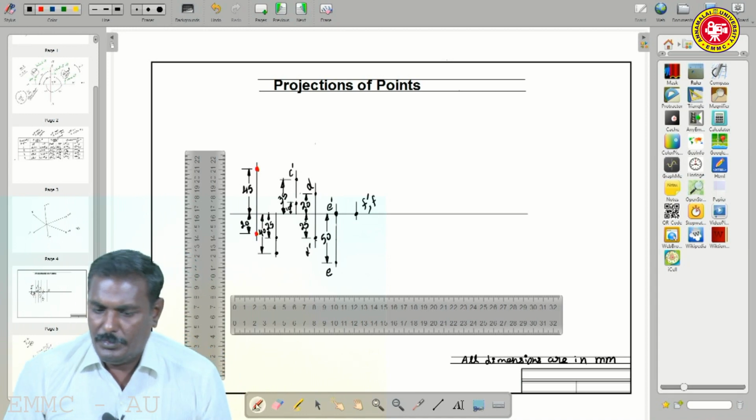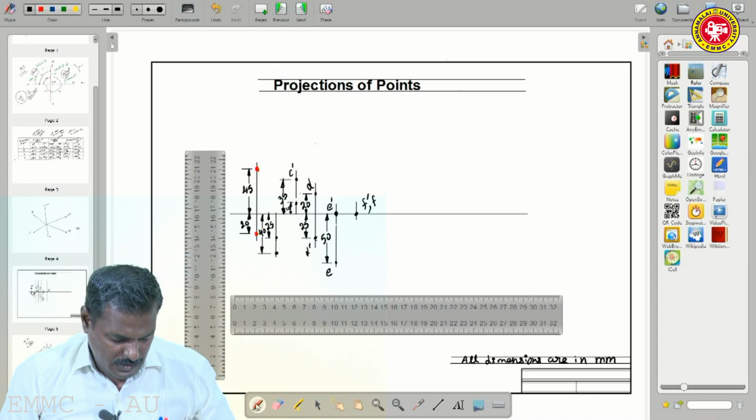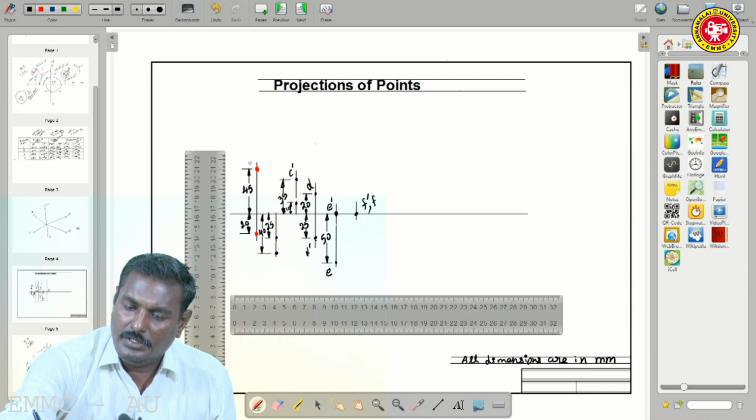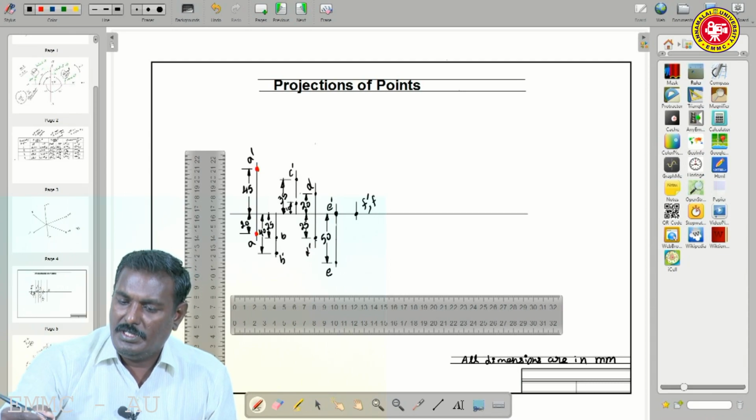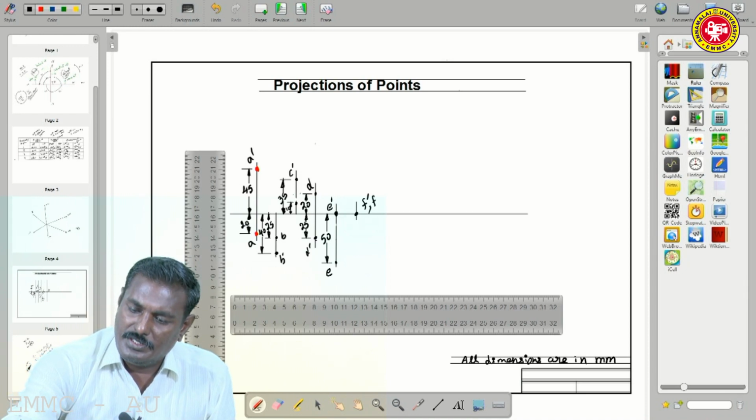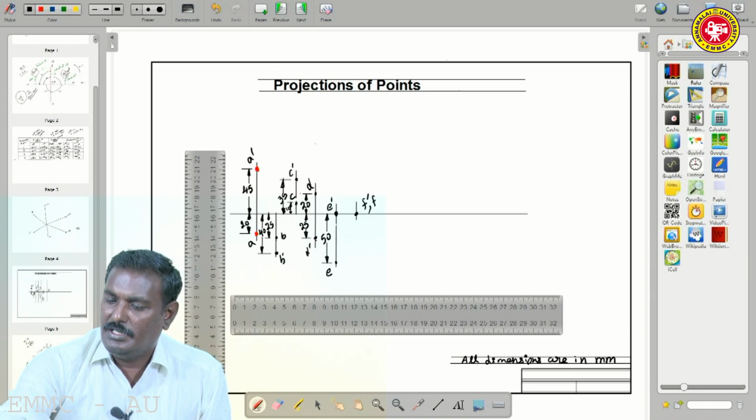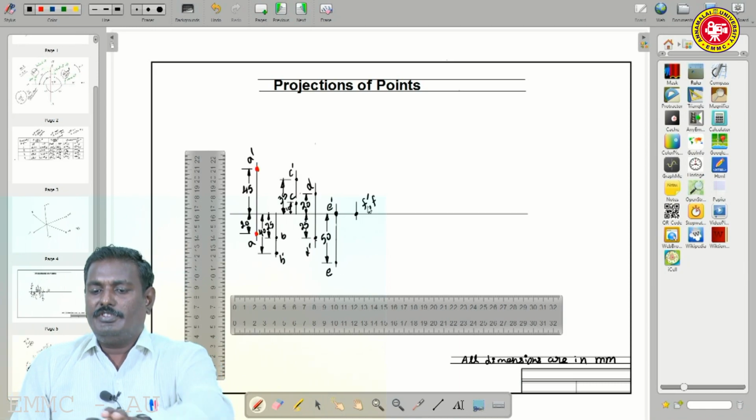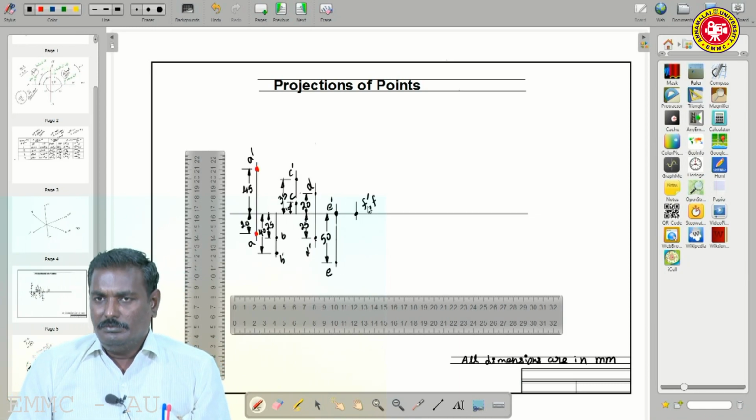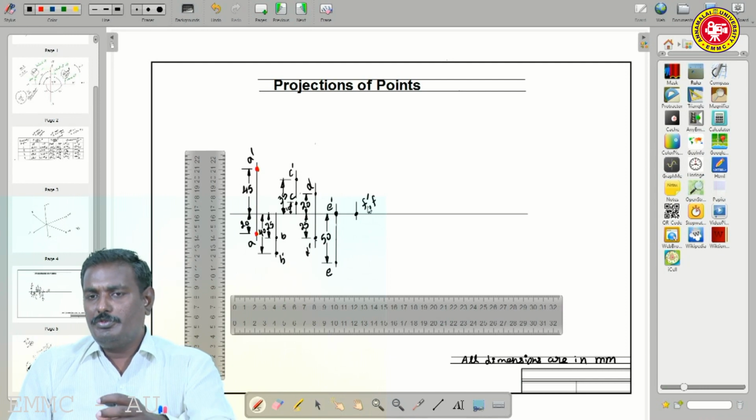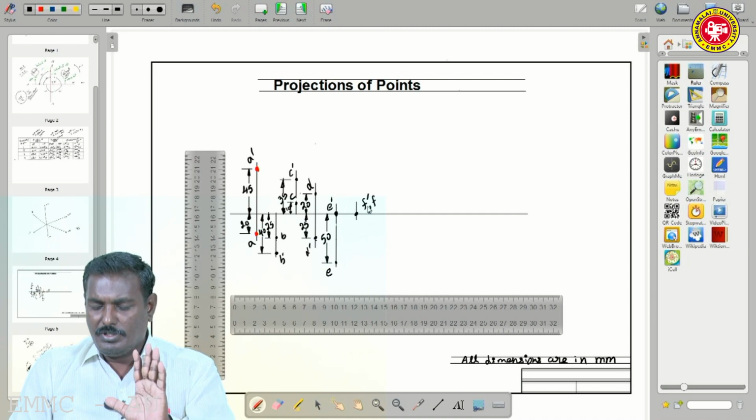So try to look whether anything else is missing. Here this A dash is missing, A. Yeah, here the 40 mm, B dash, this is B, then C dash, this is C, D dash, D, E dash and E, F dash and F. So everything is there. If you produce it properly, it will look nice. So this is the way to construct.